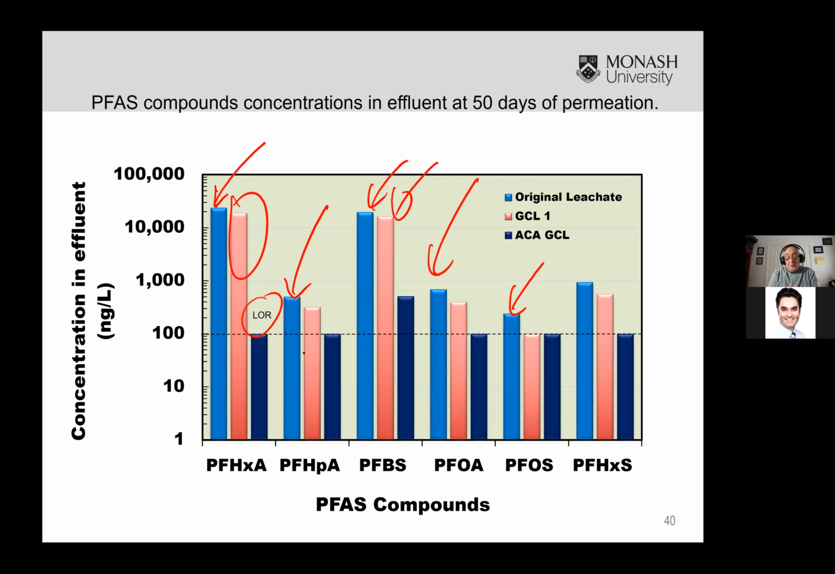In the same talk, it was also reported that short chain PFAS are likely to form aggregates due to their hydrophilicity, and then that potentially might reduce the absorption potential, and that's probably what we are seeing here. But this is very early stage, so these are at 50 days of permeation. There's more data available confirming these observations.